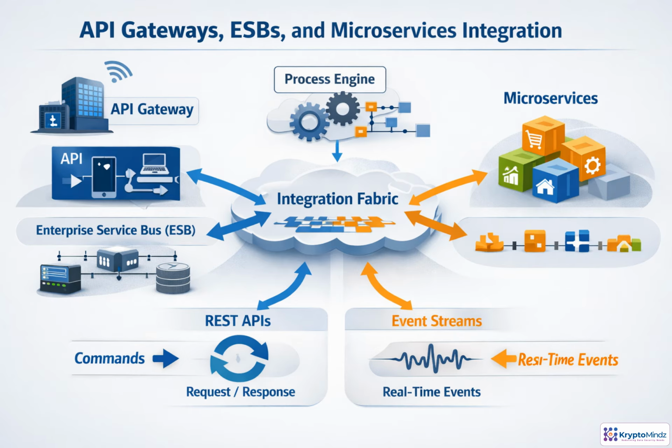Fabric rarely stands alone in an enterprise solution. An API gateway should expose controlled business services, not raw peer internals. An ESB or process engine can coordinate legacy systems, transform messages, and manage long-running workflows. Microservices own focused business capabilities and react to Fabric events. The key design choice is interaction style. Use REST APIs for commands that need request and response, and event streams for asynchronous state changes across the ecosystem.